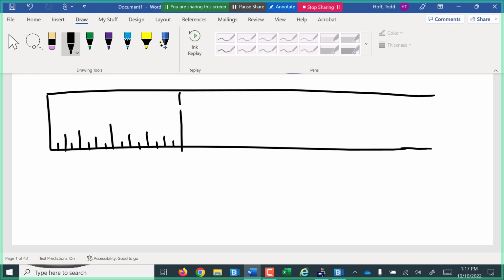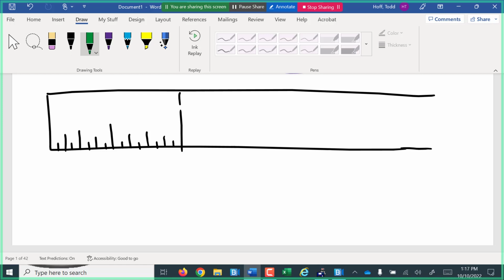So here's a ruler marked out to the nearest 16th of an inch. Most of your tape measures only go to the nearest 16th of an inch. Actually, usually the first 2 or 3 inches might go to the 32nd or 64th, and then after that, they only go to the nearest 16th of an inch.